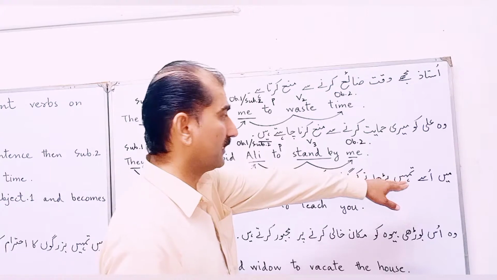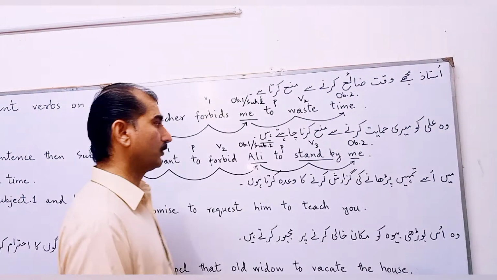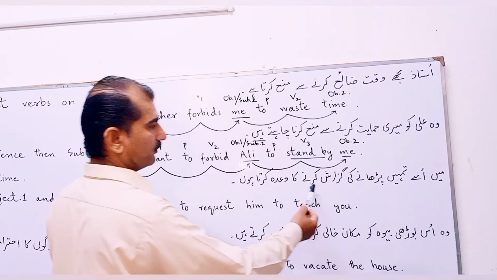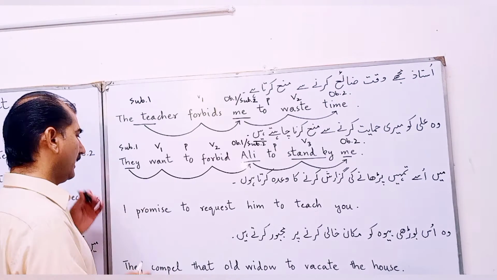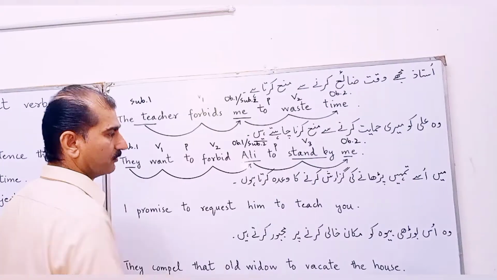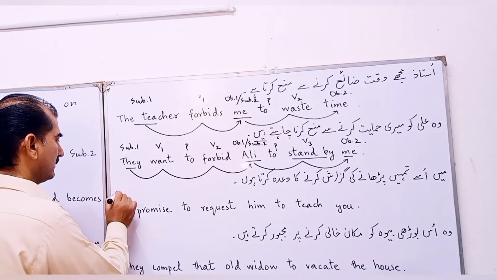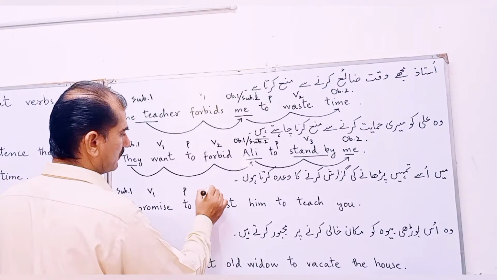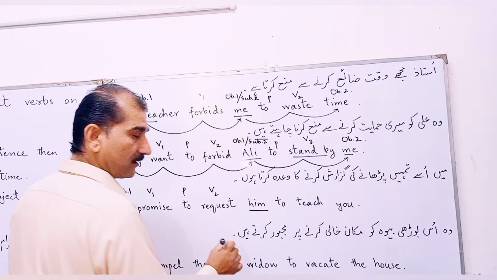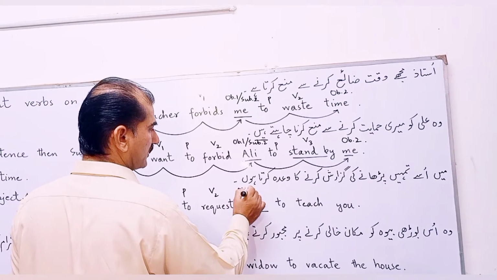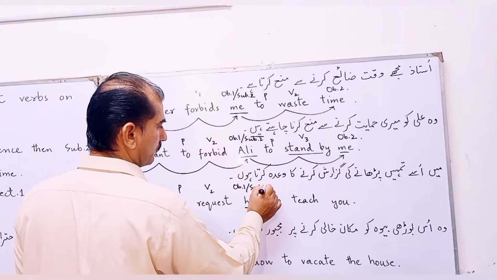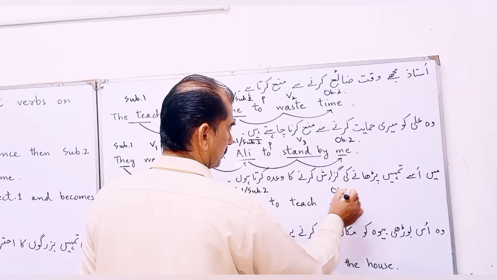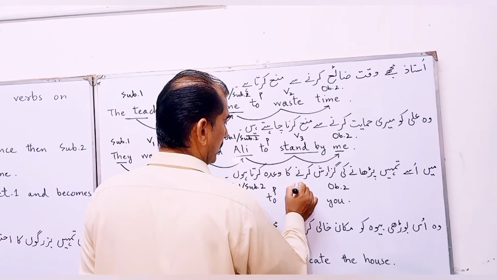Subsequently, another sentence, मैं उसे तुम्हें पढ़ाने की गुजारिश करने का वादा करता हूँ. I promise to request him to teach you. Let's check the order of the words. I serves as subject 1, promise is verb 1, to preposition, request is verb 2nd, him serves as an indirect object, means it serves two functions at the same time. It serves as an object 1 for the subject 1 and subject 2 for the object 2. To is again a preposition and teach is verb 3.